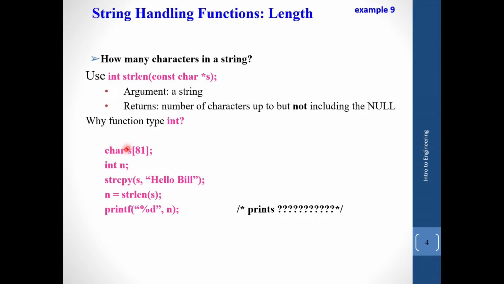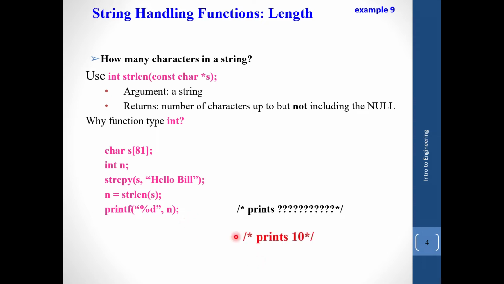If I have s again, I've declared n as just a regular integer. I want to copy "hello Bill" into string s. It's going to copy all of these characters in there and add the null for me, remember, because it's a string function. Now I've set n equal to the string length of s, this string that I copied "hello Bill" into, and I'm going to print out n. What number is actually going to print here? Go ahead and pause to take a guess yourself.